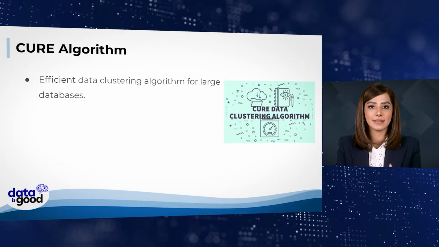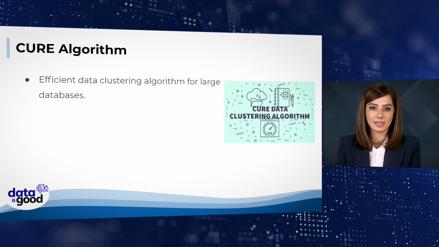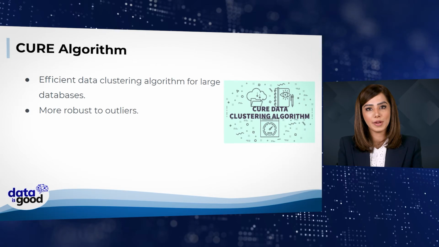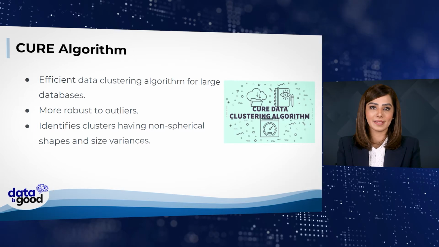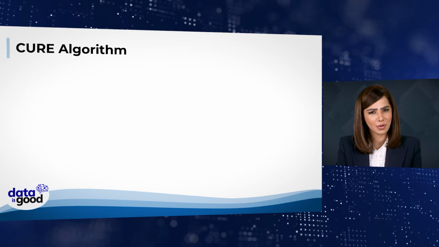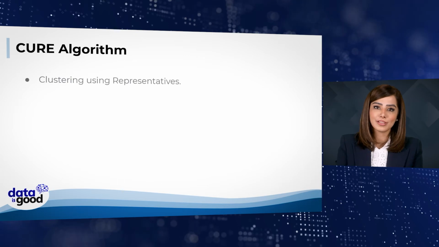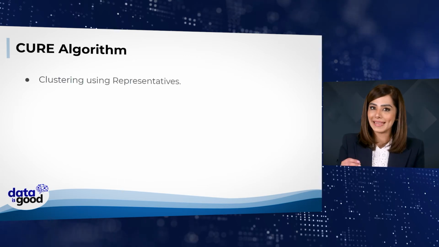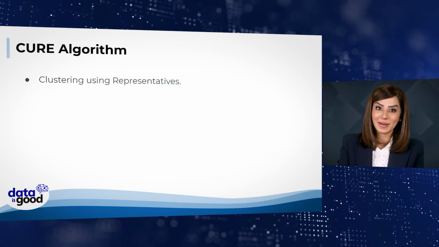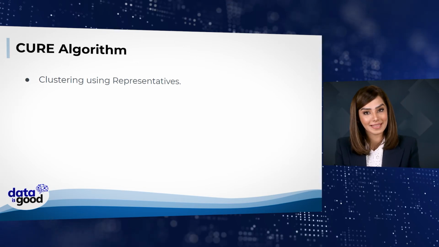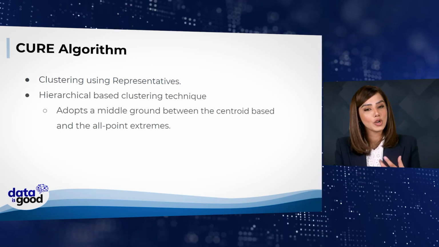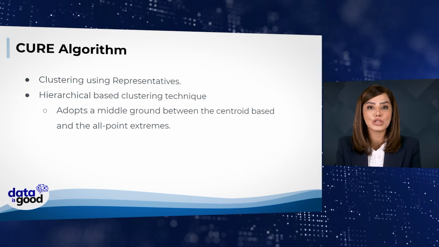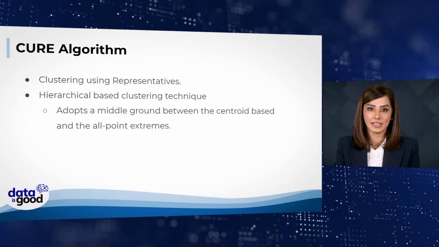So let's begin. It is an efficient data clustering algorithm for large databases. It's more robust to outliers and identifies clusters having non-spherical shapes and size variances. Now you must be wondering, what does CURE stand for? CURE stands for Clustering Using Representatives. Yes, I know it sounds quite simple. Let's try to understand CURE clustering in depth and get a better understanding now. CURE clustering is a hierarchical-based clustering technique that adopts a middle ground between the centroid-based and the all-point extremes.